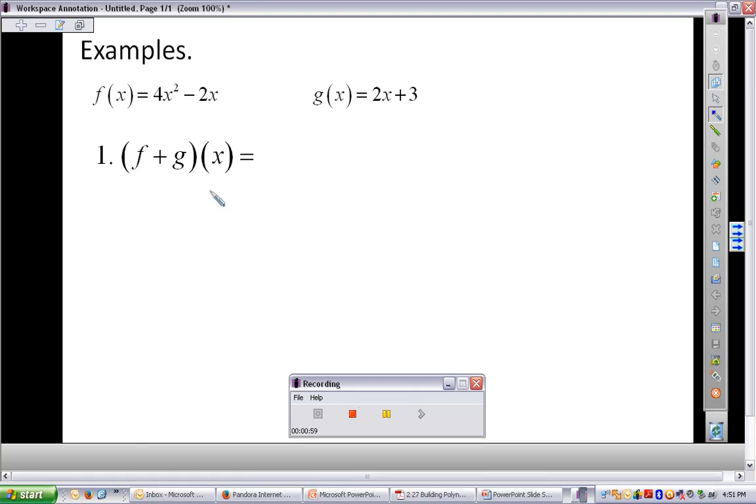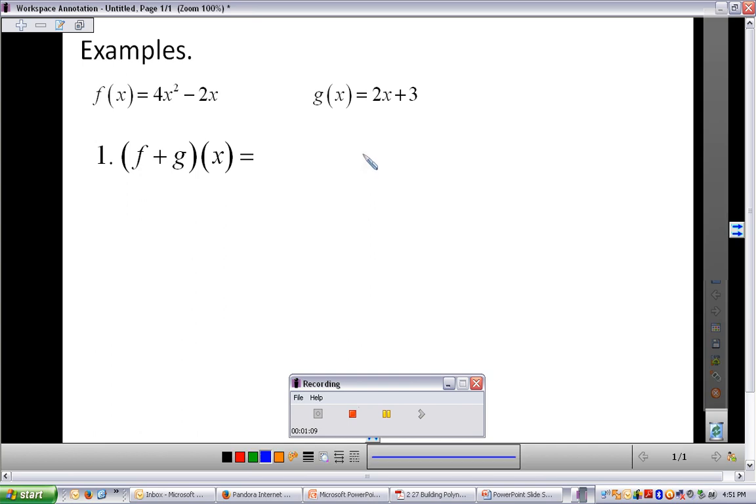So this function here says f plus g of x. You can see right here I have f of x is 4x squared minus 2x, and g of x is 2x plus 3. So I want to take f plus g of x. Another way to think about that is if I take f of x, the function f of x, and then add g of x to it. So I'm going to take f of x, 4x squared minus 2x, and then add, I'll go ahead and put this in parentheses, 2x plus 3.